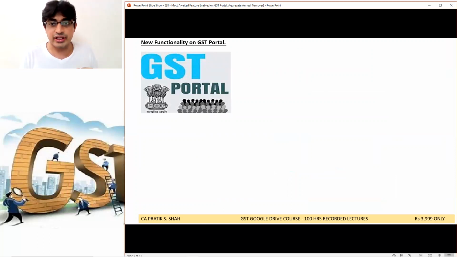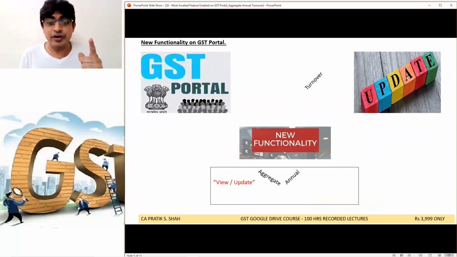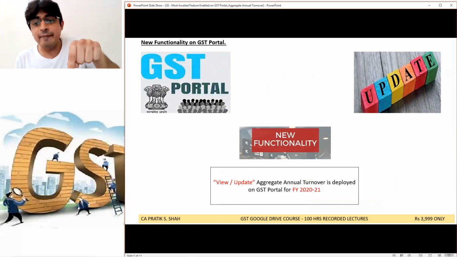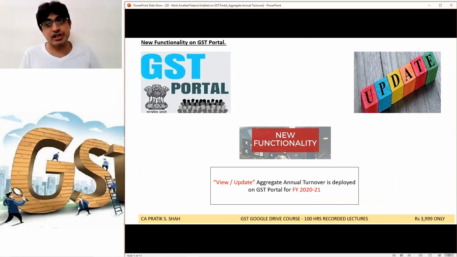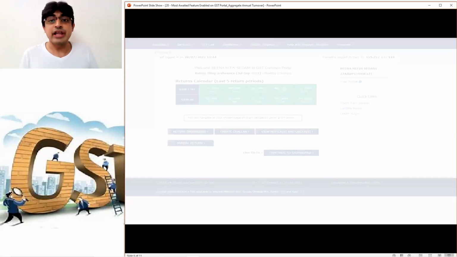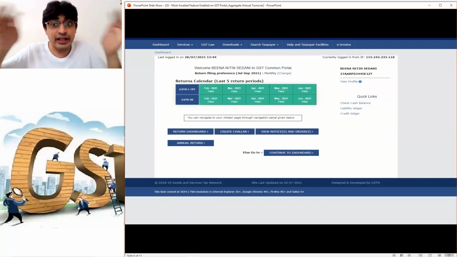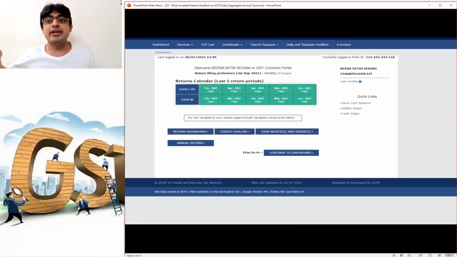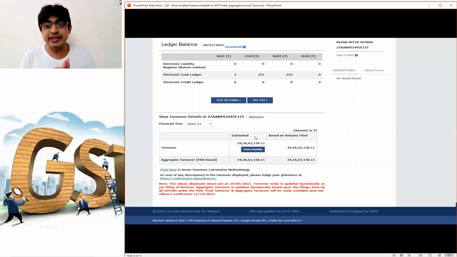This functionality is there. The GST portal has given one update. This is the new functionality: view or update aggregate annual turnover for the financial year 2021. Yes, now the taxpayers can log in and they themselves can view and even update the aggregate annual turnover for the preceding year. See this. After login, click on continue to dashboard. You can see here they have given the turnover.